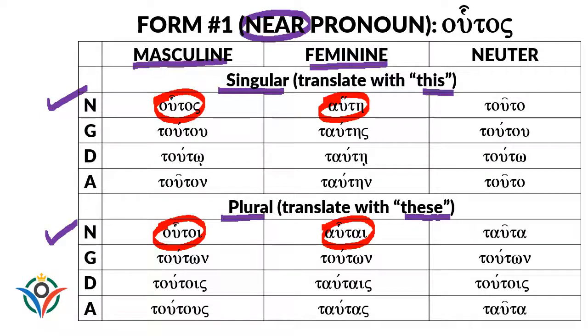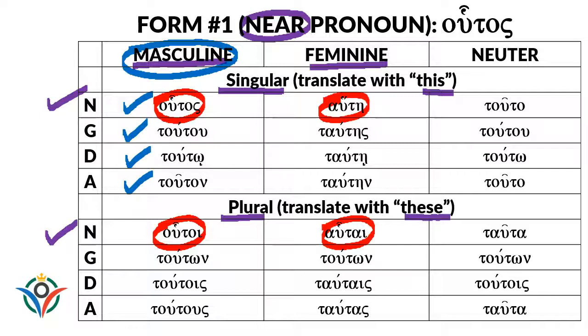And then also remember that the first omicron changes to an alpha whenever an alpha or eta occurs in the ending. And I will point that out to you when we see those changes taking place. So let's begin with the masculine gender forms of houtos. The nominative, as I've already said, is houtos. The genitive is toutou. The dative is toutō. And the accusative is touton.